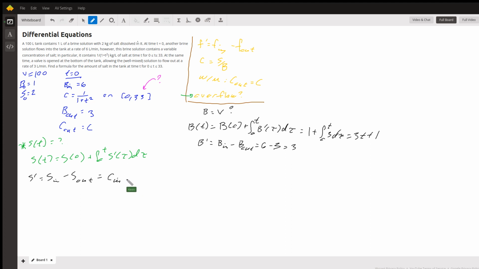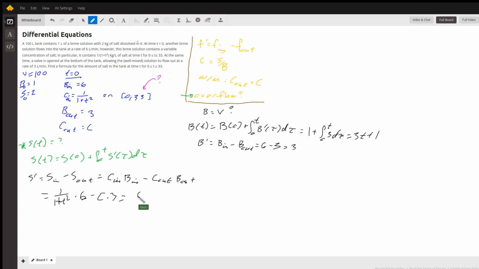So we've got C in times C out. No, sorry. C in times B in minus C out times B out. Let's see, did they give us C in? Yes, it's right here. I just forgot to write that. So C in is that fraction right there. B in is 6. C out is just current C. Again, might seem silly, but you'll see why that makes it easier. And then B out is that 3.